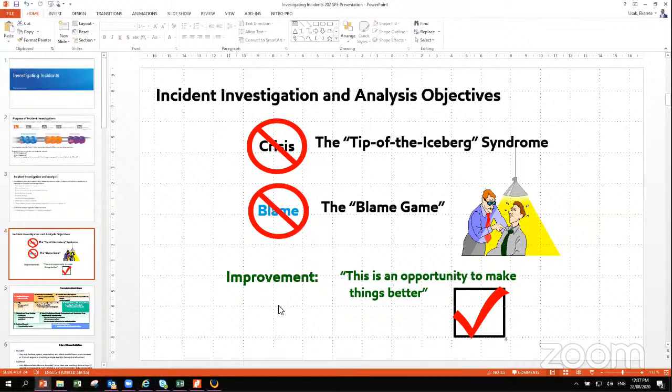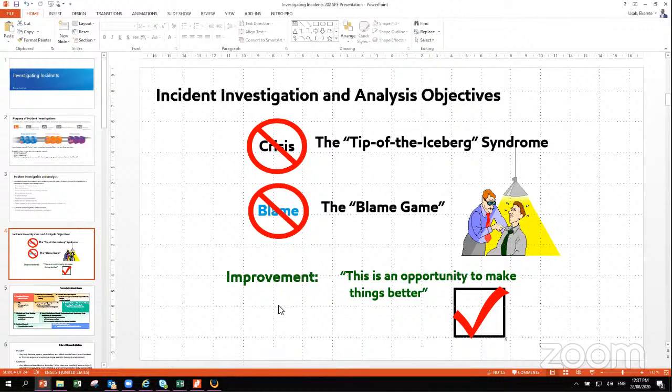We call it the tip of the iceberg. If you see the iceberg, the ship may crash on the top, but there are a lot of underlying factors. There are a lot of things that have happened under that we may probably not have been able to see. So analyzing and investigating helps you to look at what the underlying principles are.